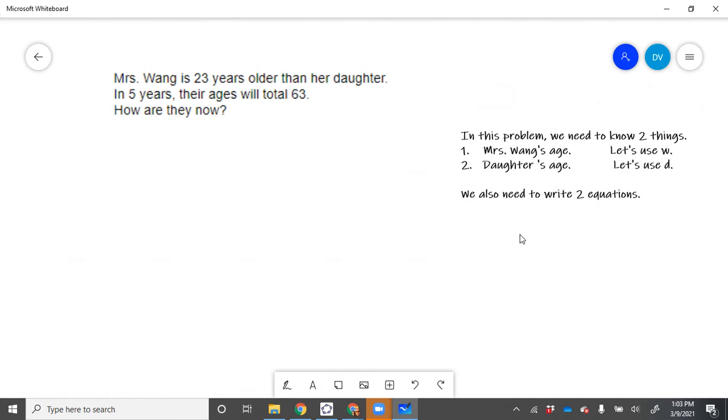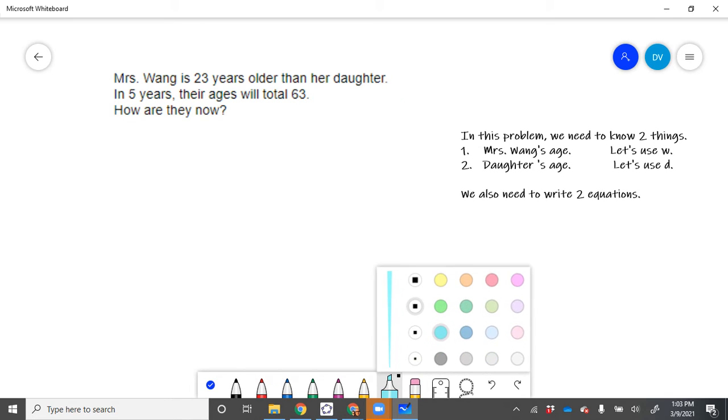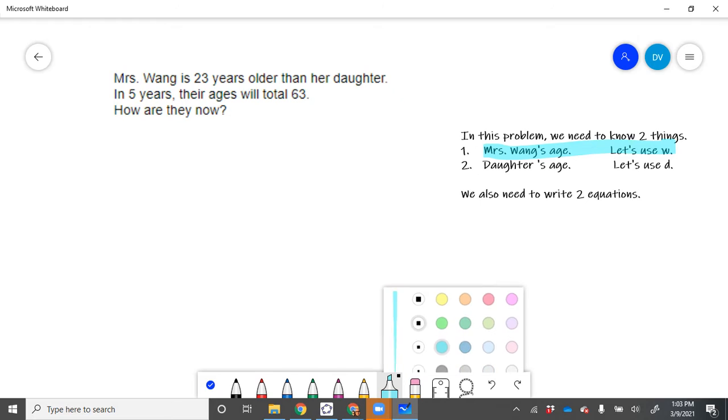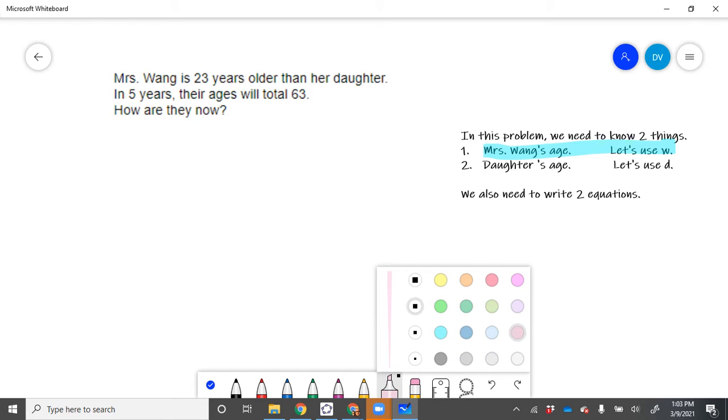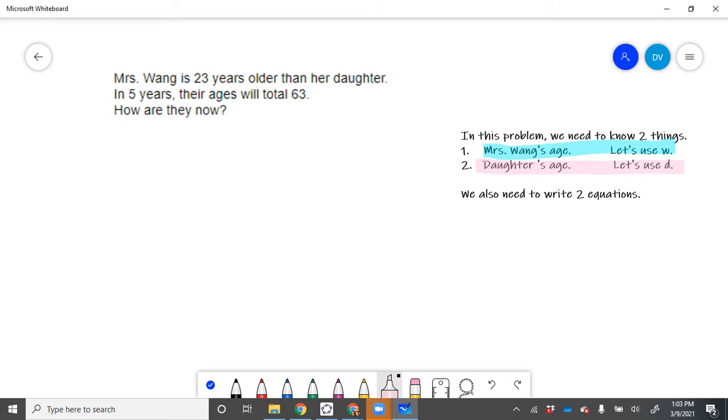Also, what I'm going to do is highlight those. So let's use blue for Miss Wang's age, and let's use a different color, let's say pink, for the daughter's age. Okay. Now, like I wrote down there, we want to write two equations. Again, I'm going to use a different color, and you don't have to. One of the equations, I'm going to call it the red equation, and we're going to get it from changing this sentence into an equation.